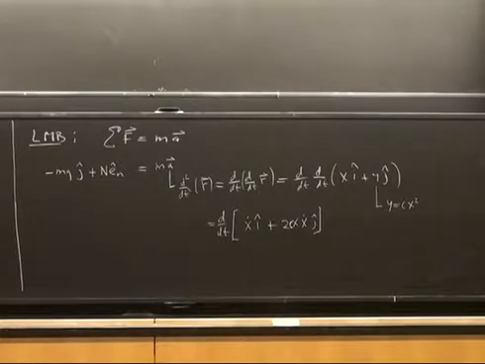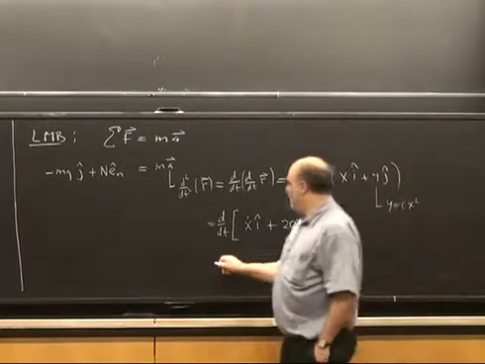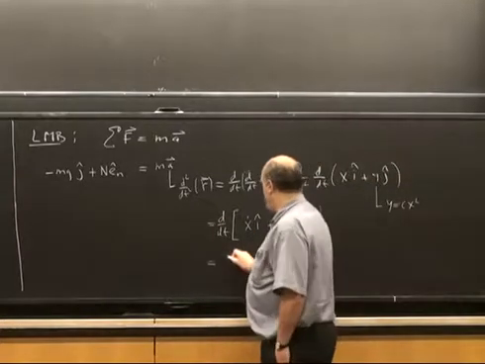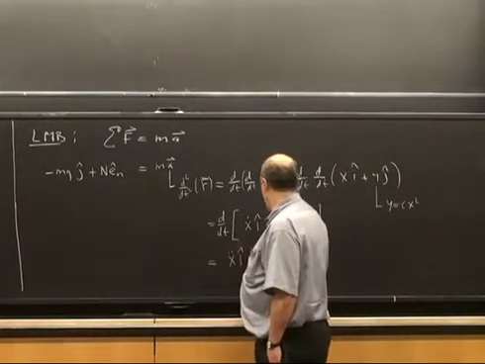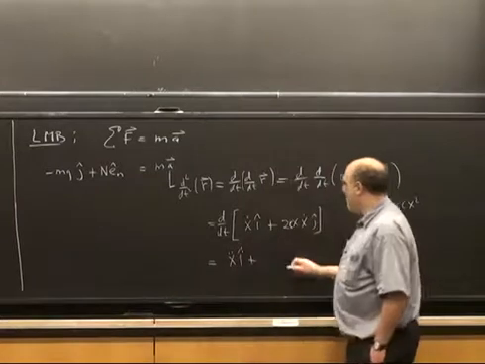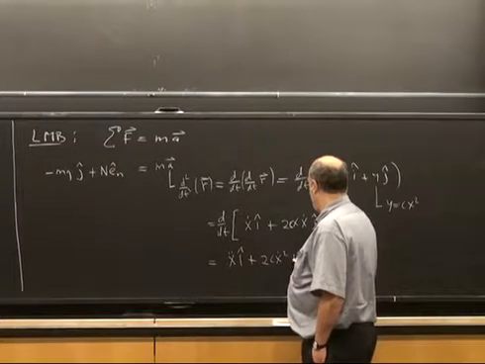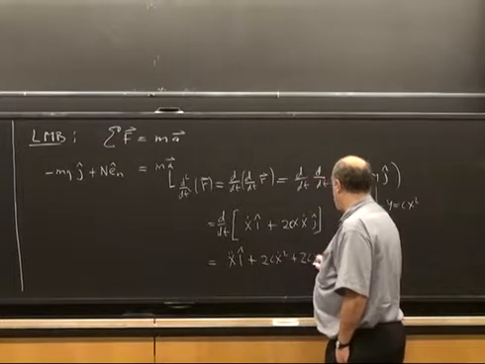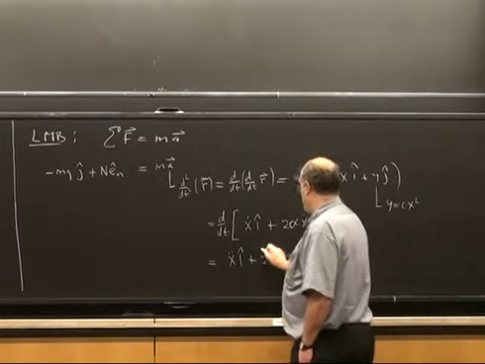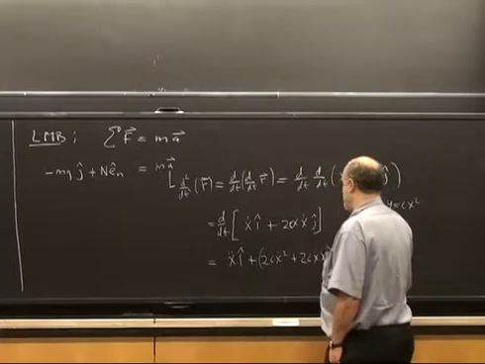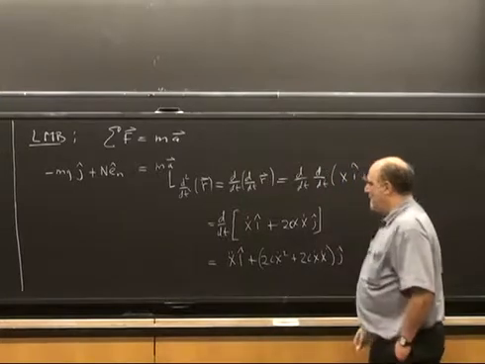See what I have done. Now we take the derivative of this. We get x double dot i plus, and now we have to use the product rule. So we get 2c x dot squared plus 2c x dot x double dot. And this whole quantity is multiplying j. And that's the acceleration.